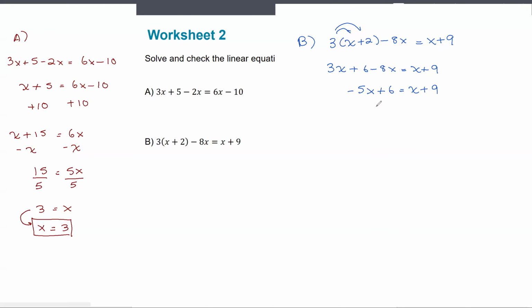Okay, so I am going to subtract the 6 from both sides. So the constants are on one side. So we get x, 9 minus 6 is x plus 3, minus 5x on this side. Then we'll subtract this x to move it, and we'll get minus 6x equals 3. Now we just divide by negative 6, and we get x is equal to negative 1/2.